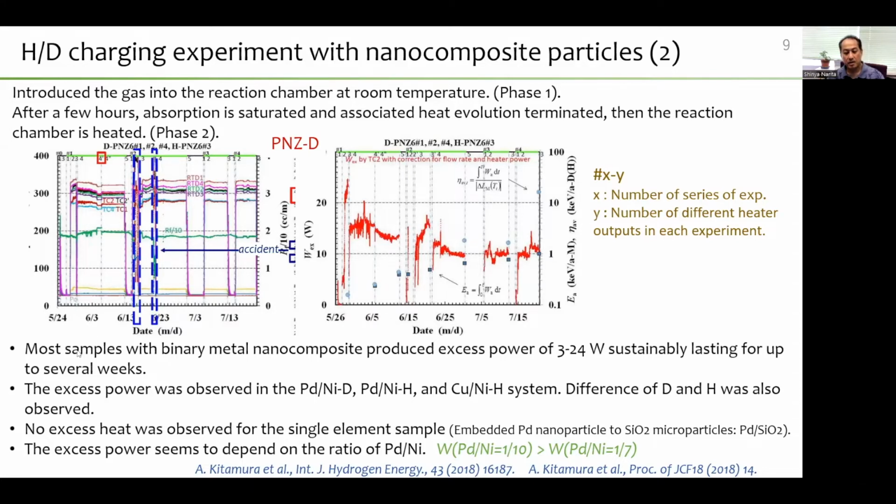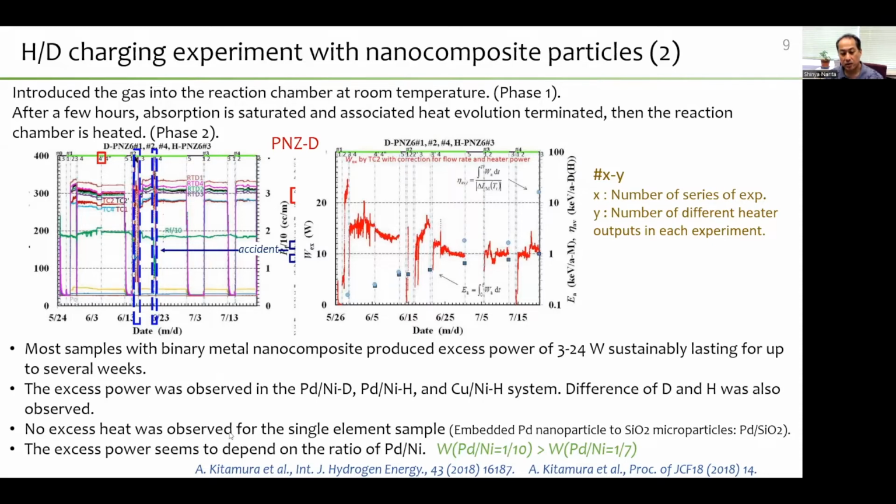And so from this plot, we found that the most sampled with binary metal nano-composite produced excess power of 3 to 24 watts, sustainably lasting for up to several weeks. And the excess power was observed in the palladium nickel with the deuterium and the palladium nickel hydrogen and the copper nickel hydrogen systems. And also the difference of the deuterium and hydrogen was also observed.